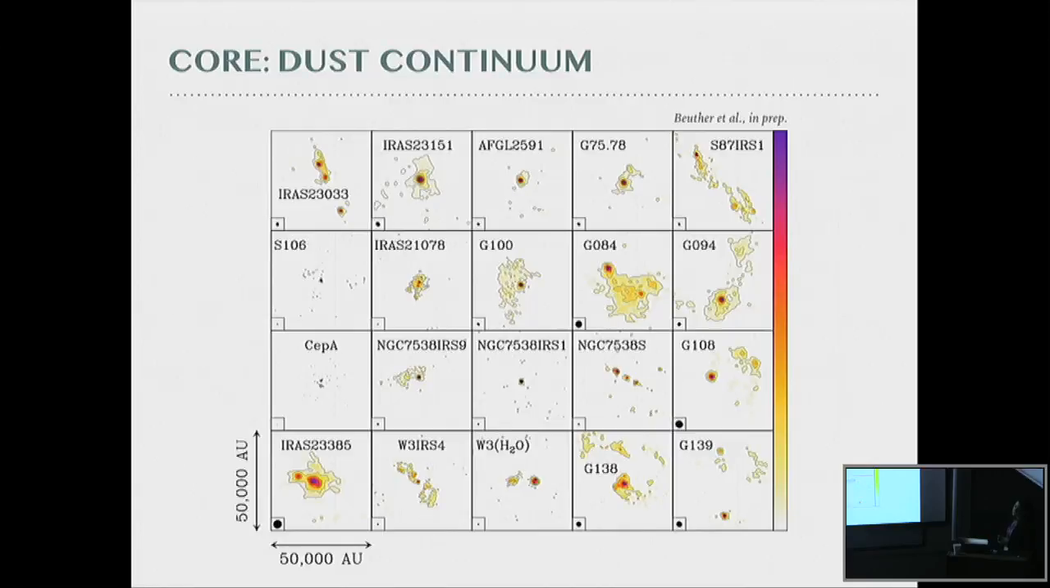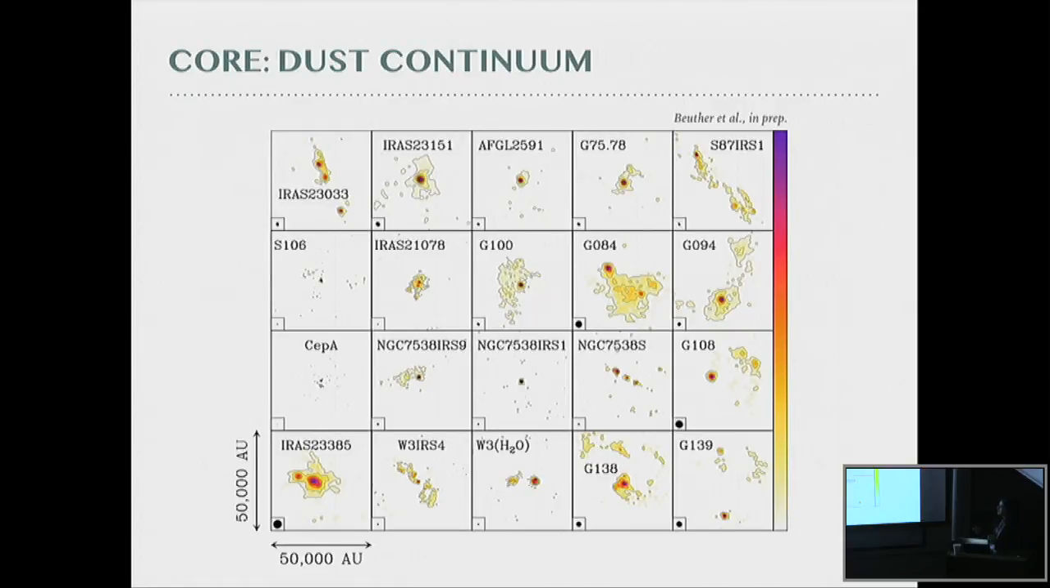This is work that has been done by Henrik and is to be submitted soon. What we find is that the fragmentation is set more by the initial density structure and not so much by the turbulence. If you want to talk about this, you can talk to me afterwards. I'm going to focus more on the disky side of things.